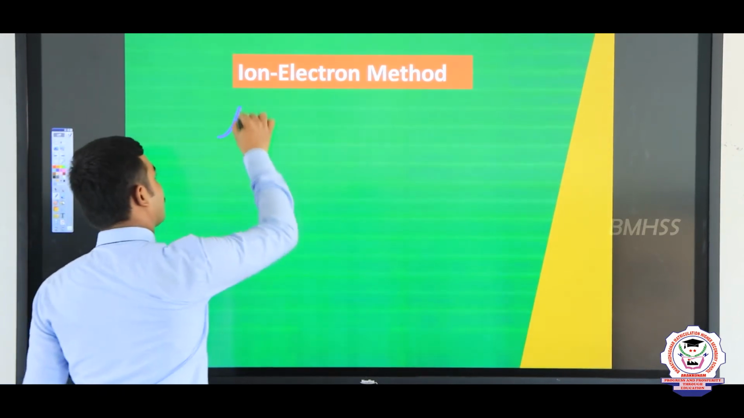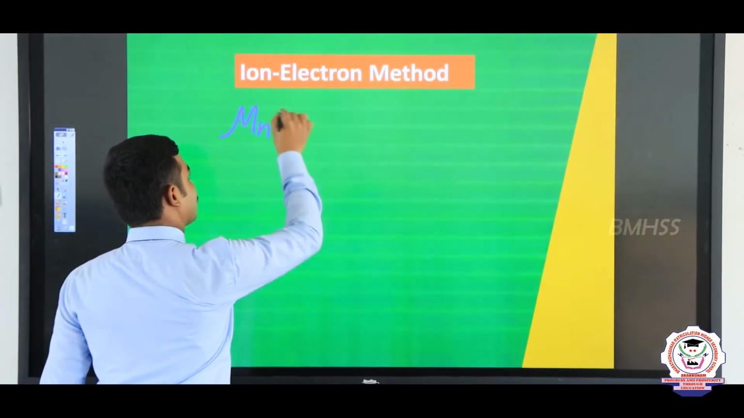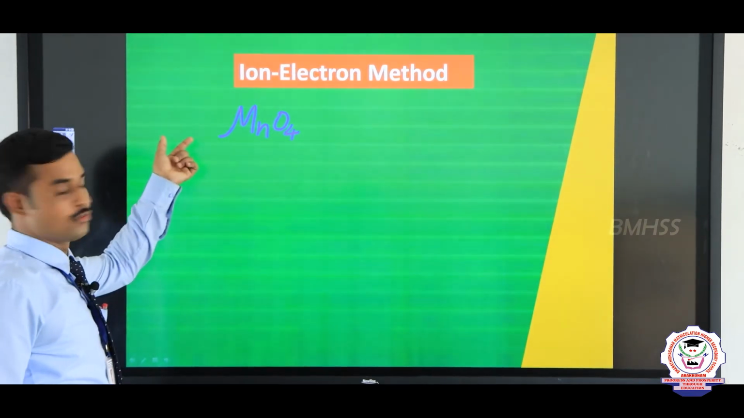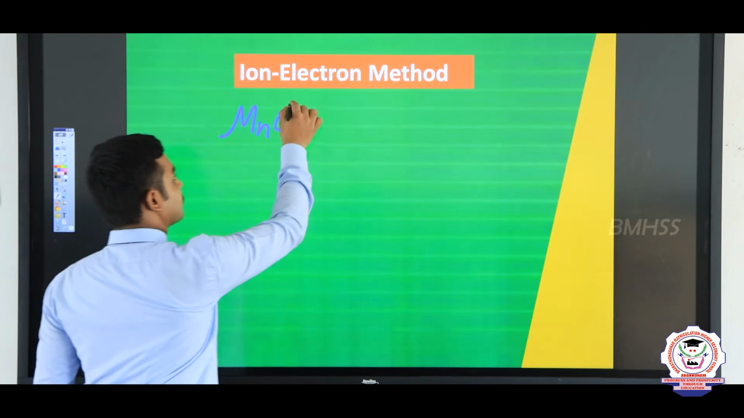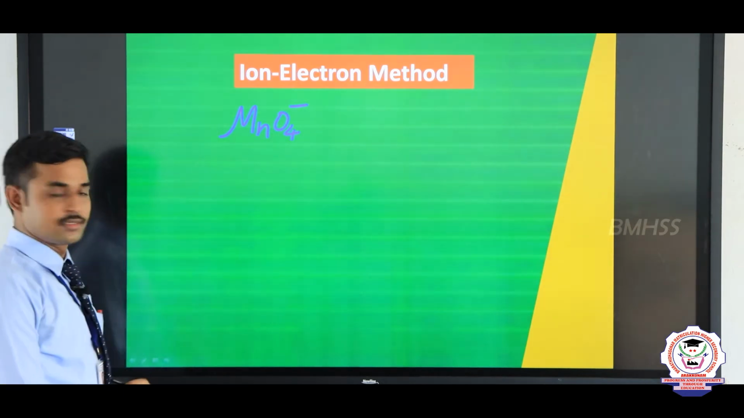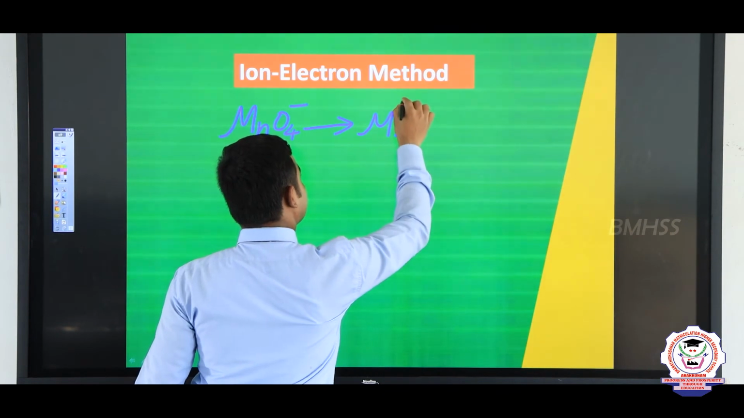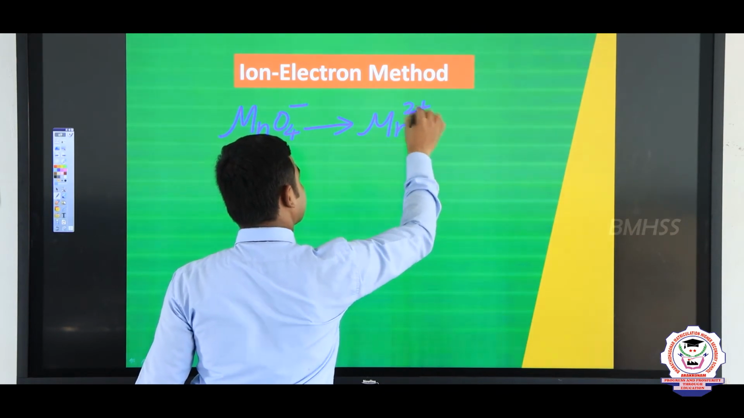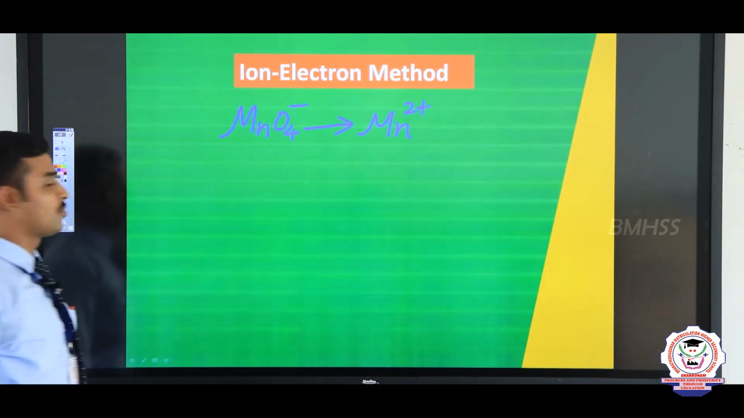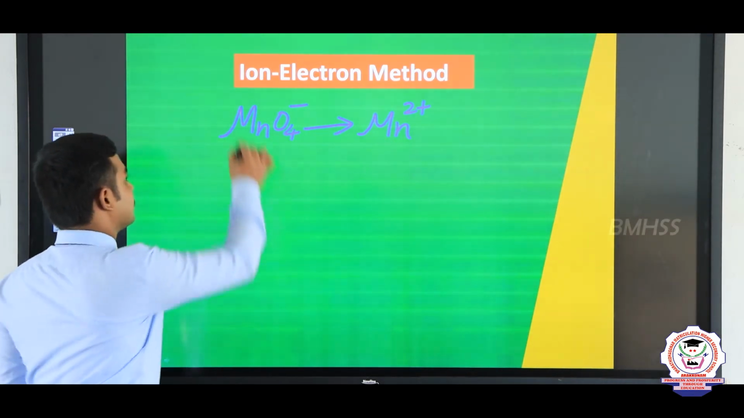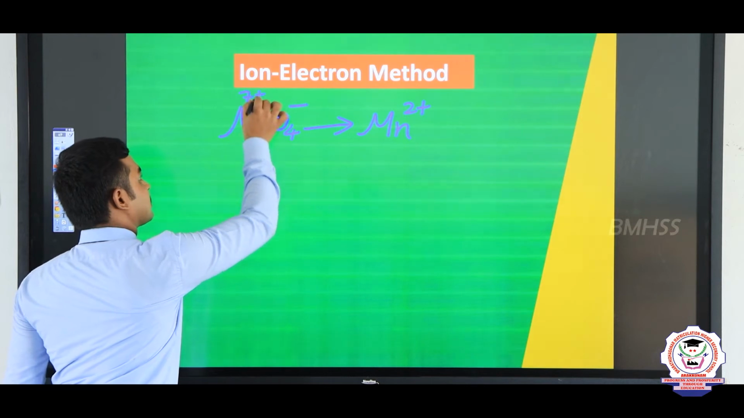What happened for MnO4? MnO4 is present in KMnO4. So, when K+ is removed, it gets a minus charge. So, MnO4 minus, when accepting the electrons, can form Mn2+, in which Mn contains a 7+ charge.